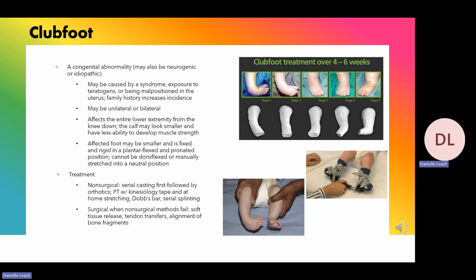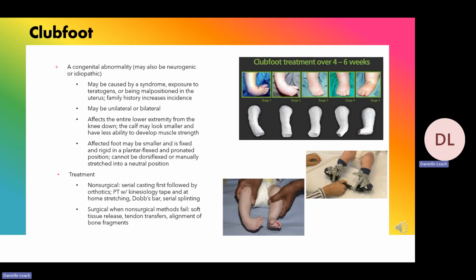Clubfoot is a congenital abnormality. It can also be idiopathic and have no known cause, or neurogenic. So it may be caused by a syndrome, could be caused by exposure to teratogens, or simply just being malpositioned in the uterus. Family history increases the incidence of this. It actually affects males more often, 2 to 1 more than females. It can be unilateral or bilateral, so it can just affect one foot, or it could also affect both.